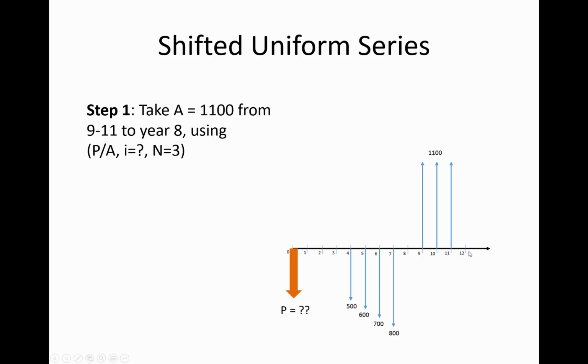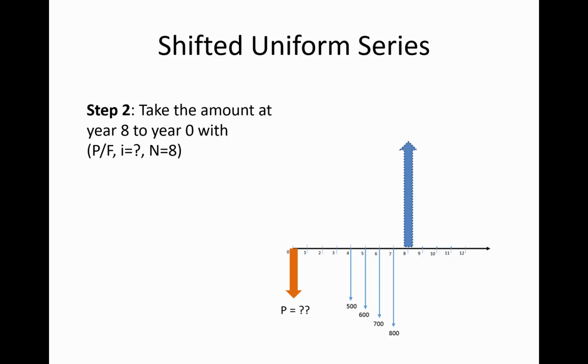And so the first step that we'd have to do is find the equivalent amount of a single value in year 8. The way that you do that is you'd look up the table factor, you'd find P given A for whatever the interest rate is for n equals 3 periods. So now we've got just a single amount at year 8 instead of that annual series. It's the equivalent amount.